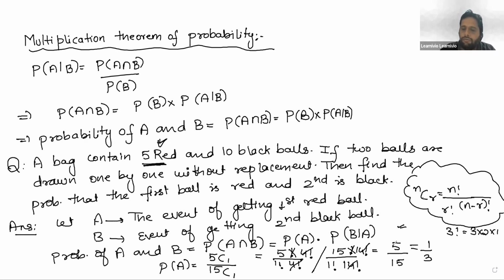Next, we need to find PB by A. A has already occurred. We need to find this value. The bag had 5 red and 10 black balls. One red ball we have already drawn. Now the remaining balls are 4 red and 10 black balls. B by A means we need a black ball. Then who can tell me? Saf, can you tell me what will be B by A?